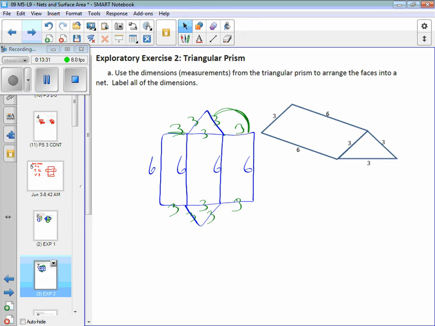Okay? And then I think the third one is really the easiest. Why don't you try that one on your own? I'll come and do a walkthrough and see how you do it. And that's finally, I believe, your square pyramid.